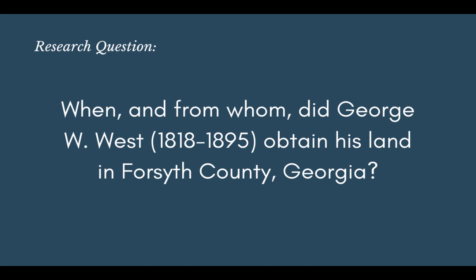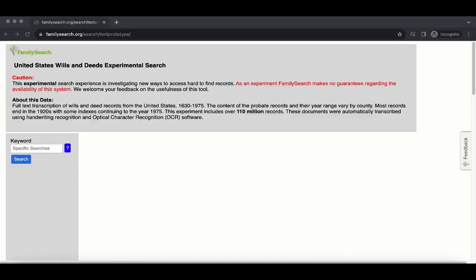So I have been looking through these old deeds. They're not indexed, of course. I was even going page by page through the old deeds, and I have just been unable to find them. I even checked probate. Maybe he inherited this land from somebody, which would have been awesome for trying to prove his parentage. But no, nothing. I haven't found anything yet. So the very first thing I wanted to try on this new experimental search was to find George W. West, where he bought his land in 1852 or 1853 in Forsyth County, Georgia.